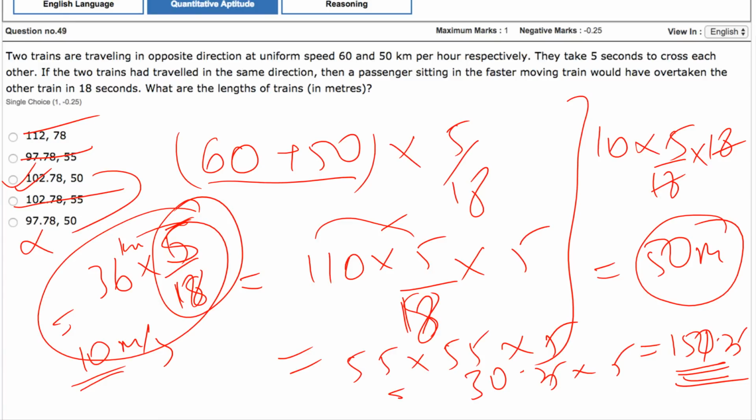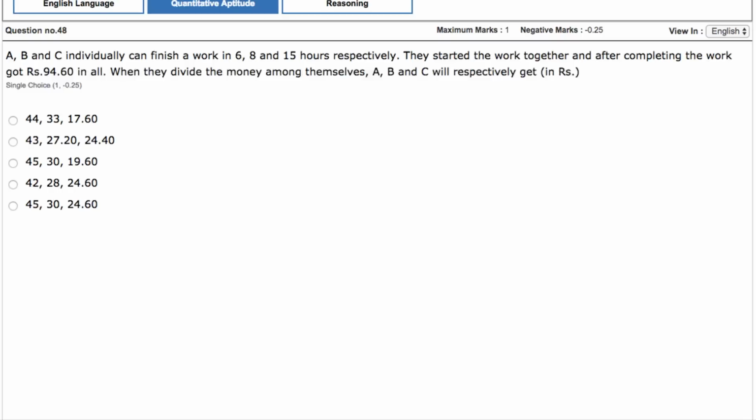I hope this was clear. Again, I use this factor of 1 by 18. You see how much reciprocals help us. Okay, so let me just quickly go to the next question. I hope this was clear. Let me move to the next question again.